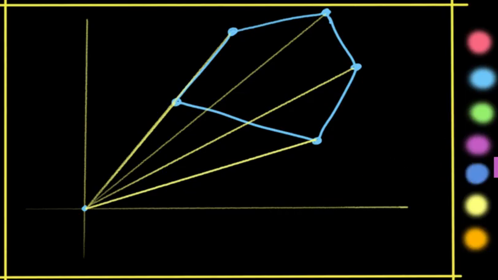All right, let's take a look at what happens. So let's name the edges, so that'll help us keep track of the triangles. So let's name this edge 1, this edge 2, this edge 3, this edge 4, and this edge 5.